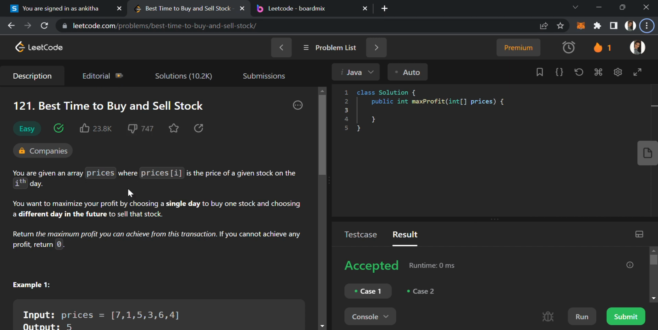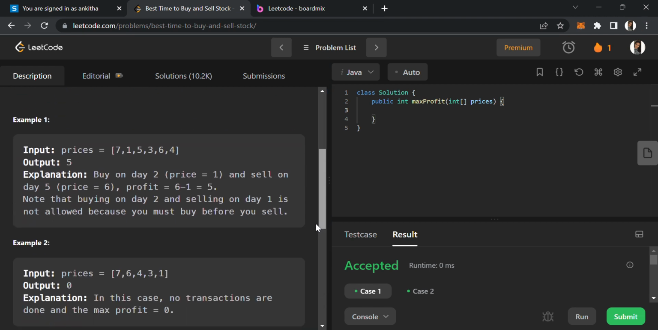The given problem is: you are given an array prices where prices[i] is the price of a given stock on the ith day. You want to maximize your profit by choosing a single day to buy one stock and choosing a different day in the future to sell that stock. Return the maximum profit you can achieve from this transaction. If you cannot achieve any profit, then return 0.